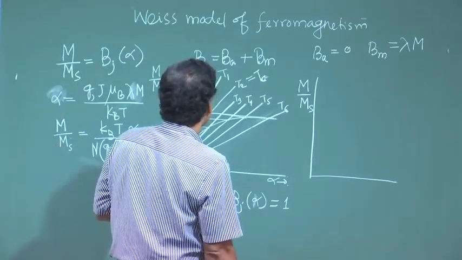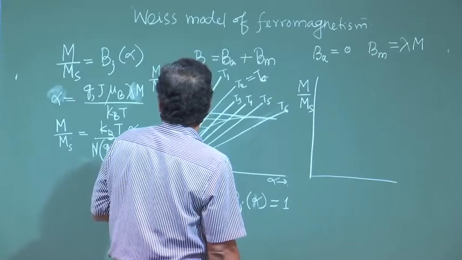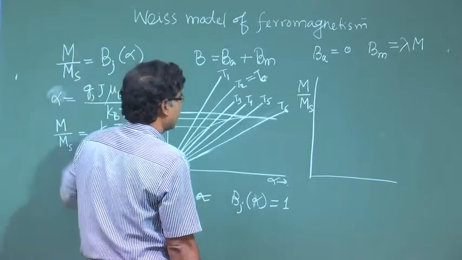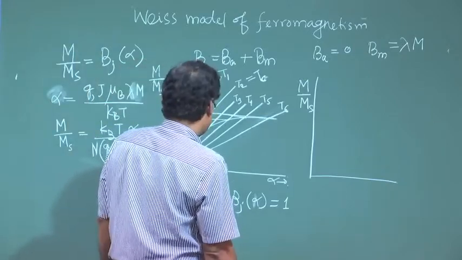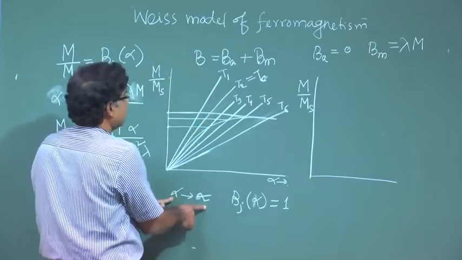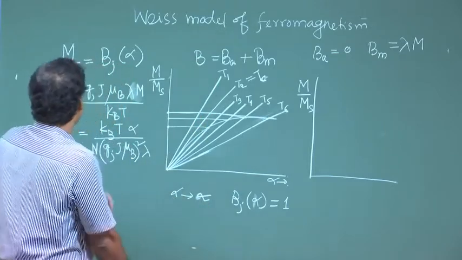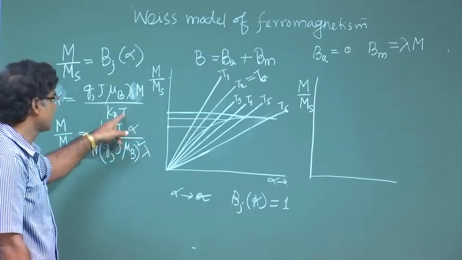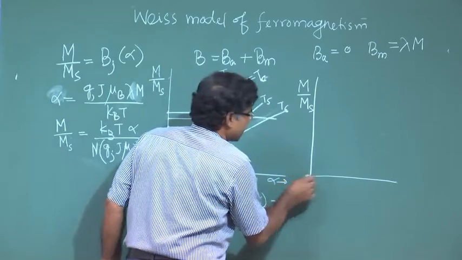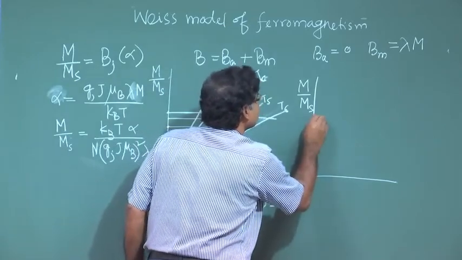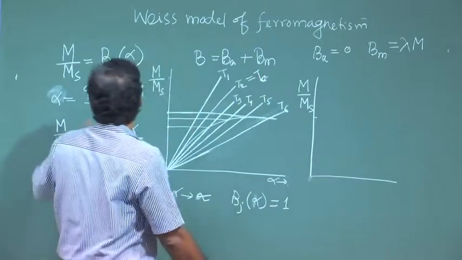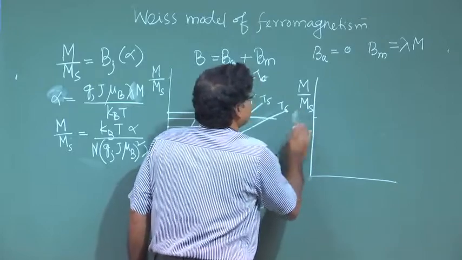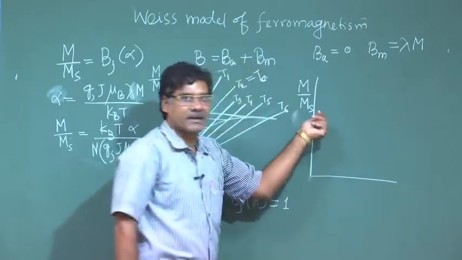So, you will get higher magnetization, and that happens when alpha tends to infinity, which means t tends to 0, right. So, here t tends to 0. At this point you will get the maximum spontaneous magnetization.